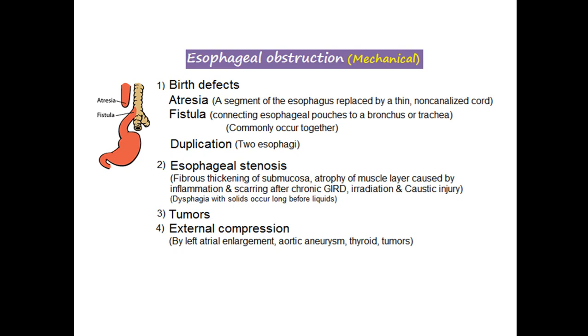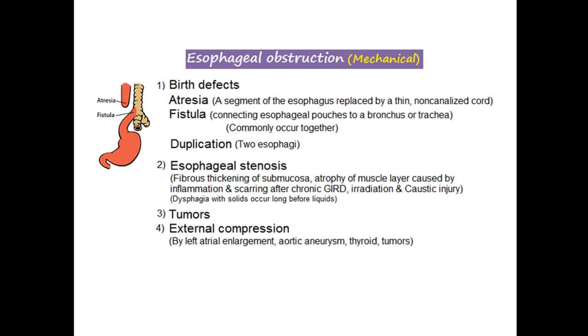This esophageal stenosis may also be caused by irradiation and sometimes caustic injury, for example, corrosive oils or other chemicals. They can cause esophageal injury, and later during the process of healing, the submucosa is converted into a thickened fibrous tissue, while the muscular layers undergo atrophy. In this situation, there is dysphagia, which is difficulty in swallowing, and mostly dysphagia occurs with solid food initially, and later on it may also be due to liquids.